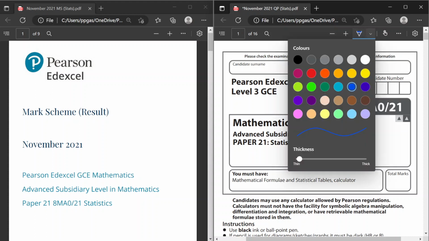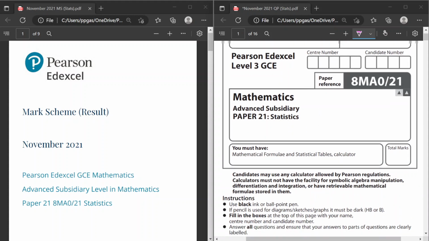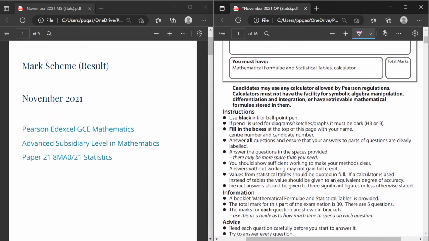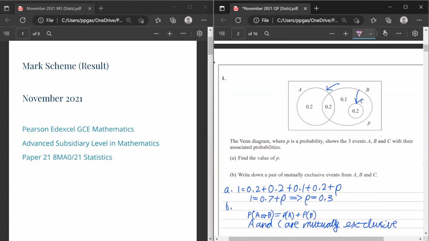So yeah, that's going to be this video. I've got a bit of a split screen action going on here: the paper on one side and then the mark scheme on the other. So yeah, let's get straight into it, I suppose. Oh, a little ad there. Lovely. Right.